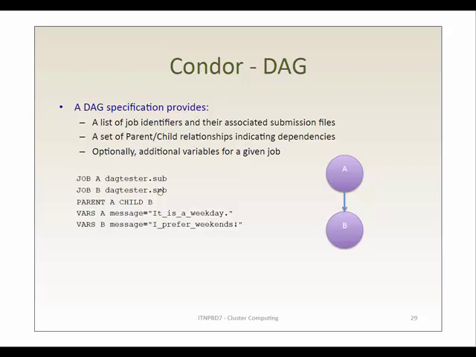B has, in this case, the same submission file. Then you give a relationship between your nodes, so A is the parent, B is the child. And then you can set up variables, so you can set strings, for example, or parameters that get passed to the different jobs. So for job A, I have a message, it is a weekday, and for job B, I have a different message which says I prefer weekends. So this message variable will be passed to both these jobs and do different things.